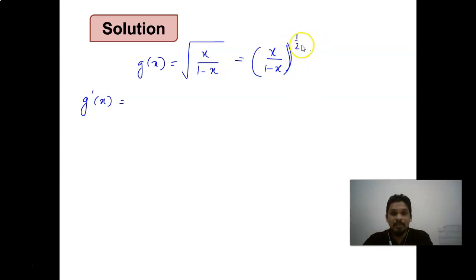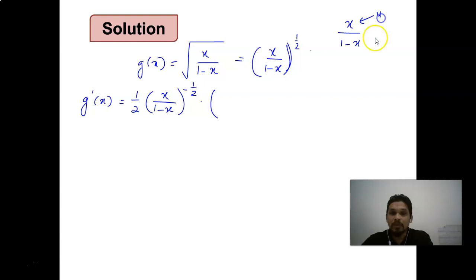So then differentiate this: 1 over 2 times (x divided by 1 minus x) to the power of half minus 1, equals negative 1 over 2, multiplied with, now this is a fraction of x divided by 1 minus x. This is our u and this is our v. So multiply with the derivative of this, (u prime v minus u v prime) divided by v squared. Do you still remember that? Okay, so let's find out.